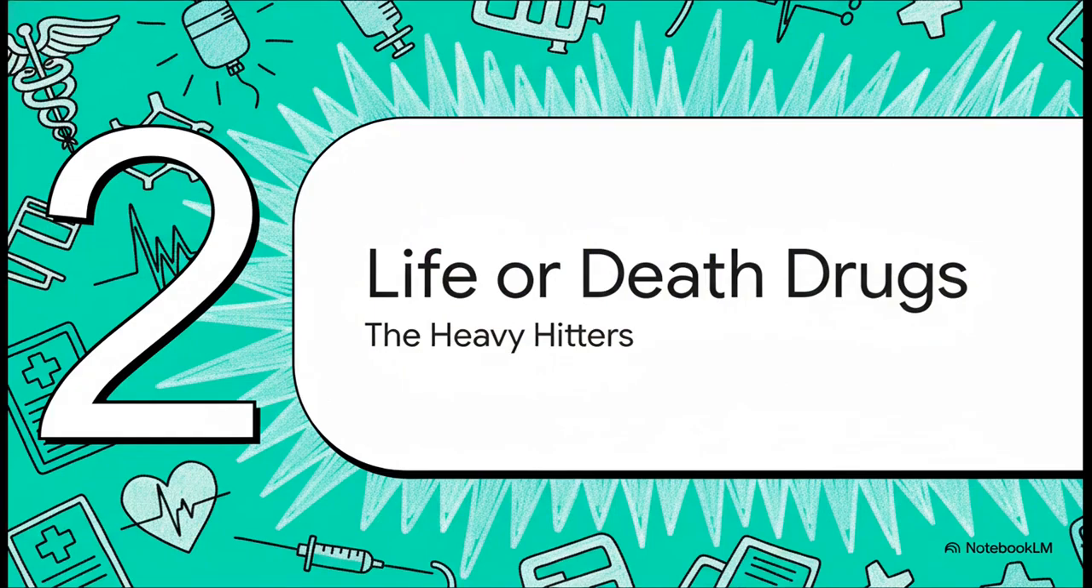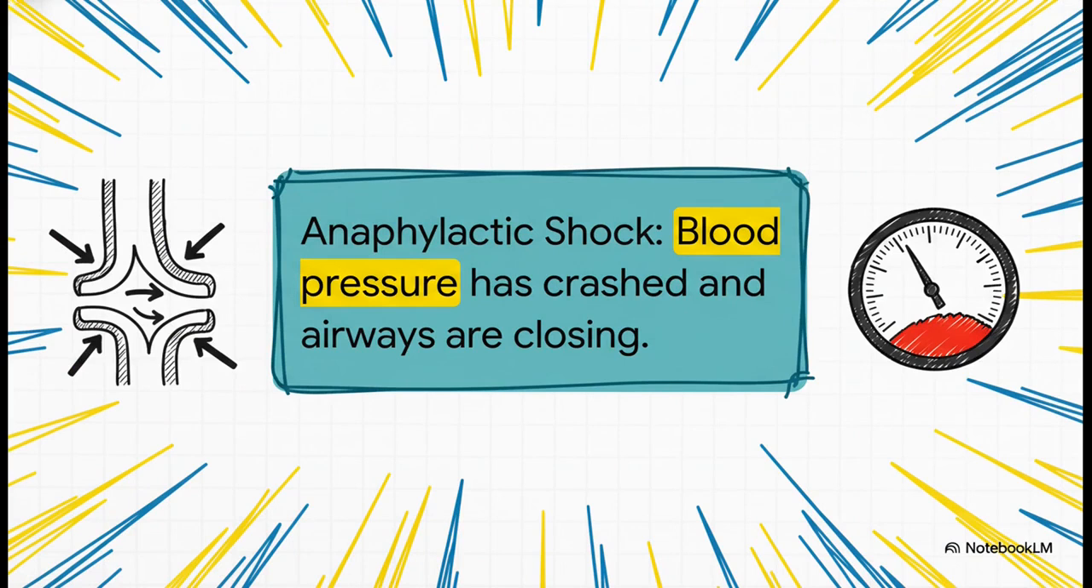Okay, so that's how the body does it naturally. Now, let's talk about how we, as doctors, can step in and take control of this system in those absolutely critical moments. These are the heavy hitters, the drugs you'll be reaching for when a life is literally hanging by a thread. So let's go back to our first question. That patient in anaphylactic shock. What's happening? Their blood vessels have dilated completely, so their blood pressure has just vanished, and their airways are swelling shut. The body's own system has gone completely haywire. We need a single drug that can fix all of these problems at once.